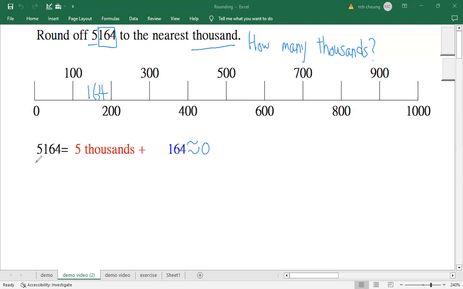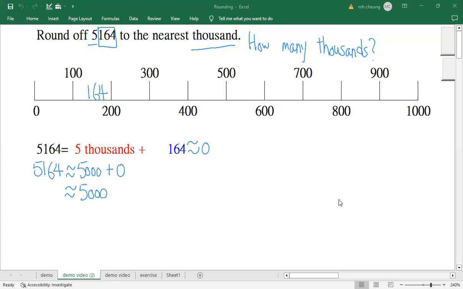So now 5,164 is roughly equal to 5,000 together with 0. So the answer should be 5,000. So when 5,164 is rounded off to the nearest thousand, it should be equal to 5,000.